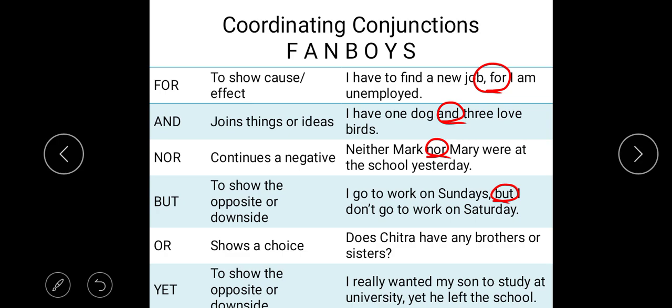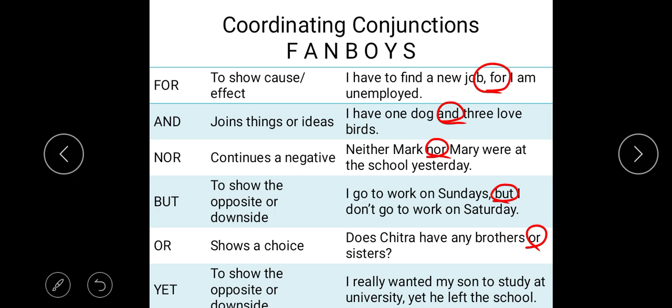Or shows a choice. When you have to choose something from two things, then you can always use or, like this or that. So, do you have brothers or sisters? We have the question here: does Chitra have any brothers or sisters? Like, it's an option. Does she have a brother or does she have a sister? And that's where you use or.